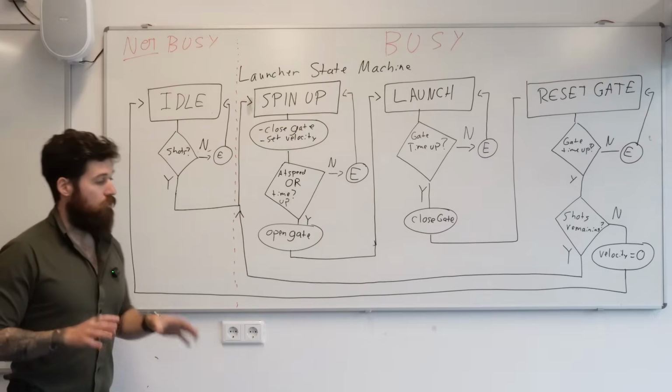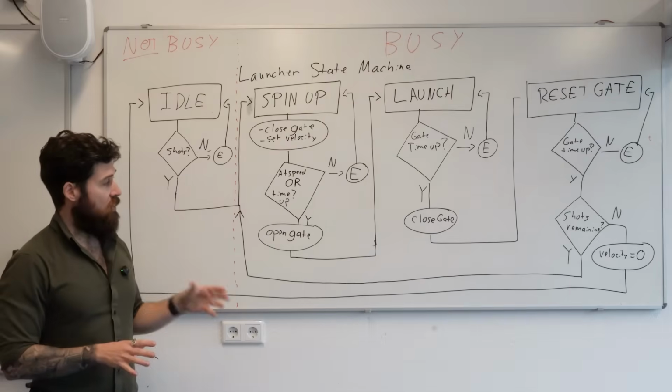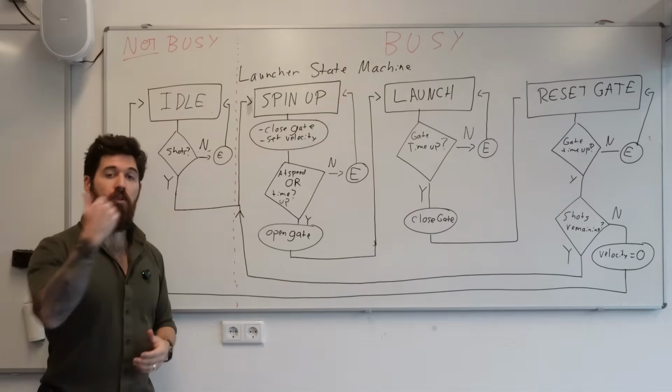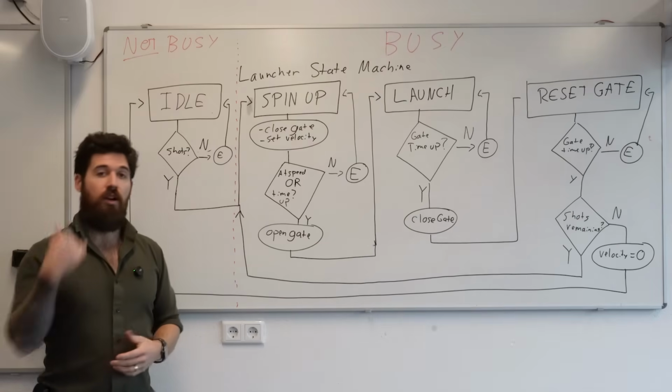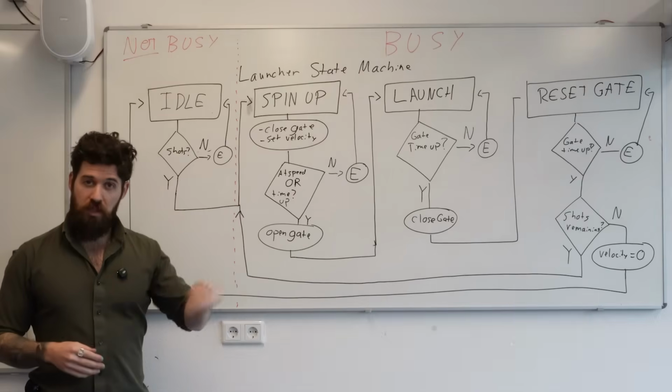So let's talk about the general flow. The goal here is to have a state machine that allows us to say, I would like to fire 1 shot. I would like to fire 2 shots. I would like to fire 3 shots. And what it does is it spins up that flywheel.